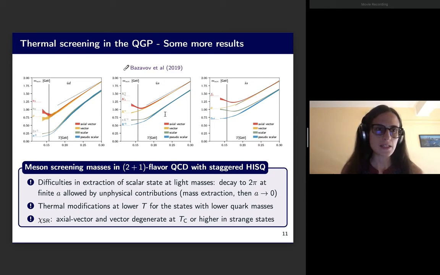All right, and then some more remarks about these plots. There are some difficulties in the extraction of the scalar state at light masses, this one over here, because there is a decay to 2 pi at finite lattice spacing that is allowed by unphysical contribution. This would go away if one would first do the continuum limit of the correlators and then extract the masses out of the continuum extrapolated correlators, which is not what was done in this case, because that is also non-trivial to do.